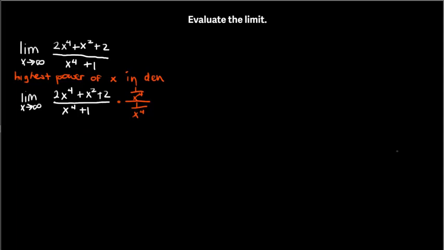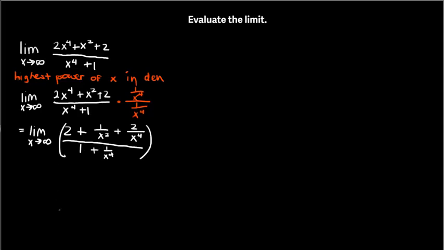So when you do this, you're going to get the limit as x approaches infinity of 2x to the power 4 over x to the power 4, right? That's just 2, plus x squared over x to the power 4, that's 1 over x squared, plus 2 over x to the power 4. And then in the denominator, x to the power 4 over x to the power 4 is just 1, and 1 over x to the power 4 is just 1 over x to the power 4. Let me put brackets around this. It's getting a little slanted.